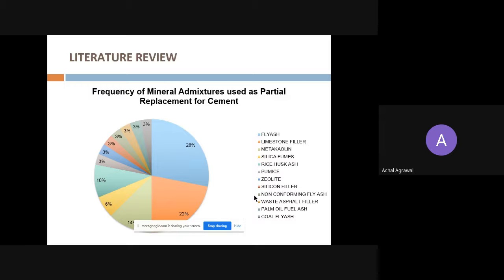In this paper, we have reviewed 23 research papers, which were based on the durability parameters of self-compacting concrete only, right? Out of those 23 papers, I have reviewed some things which you can see here: the frequency of mineral admixtures used as partial replacement of cement.